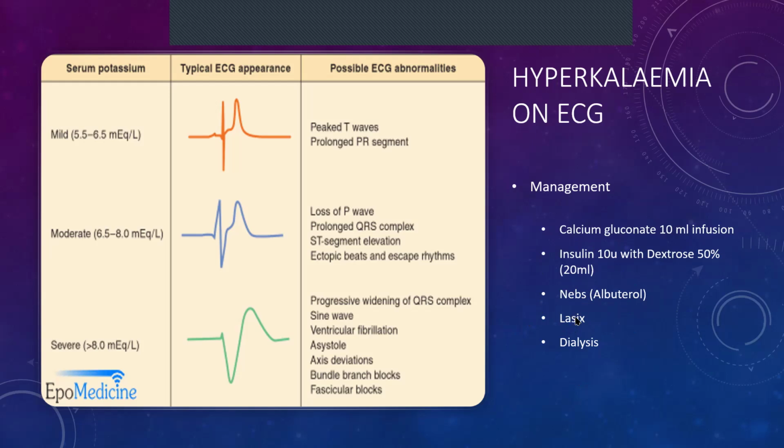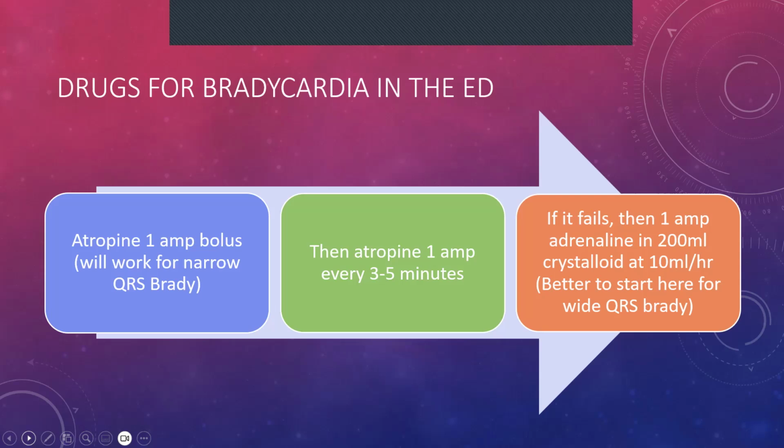And should it be a refractory hyperkalemia, then dialysis is the way to go, whether it be peritoneal or hemodialysis is dependent on your intensive care specialist. They will then decide how you would proceed from there. So I hope everybody understands that. I mean, it's not necessarily a lecture on hyperkalemia, but just so that you understand that part. So these are the drugs for bradycardia that you will generally have in the ED.